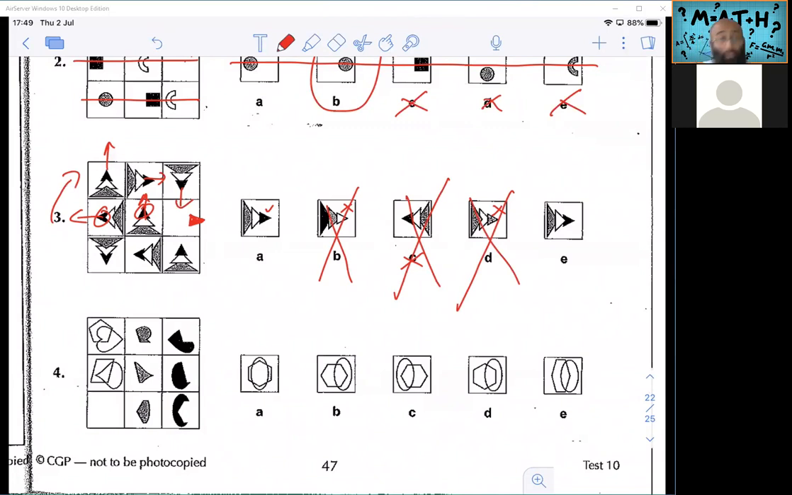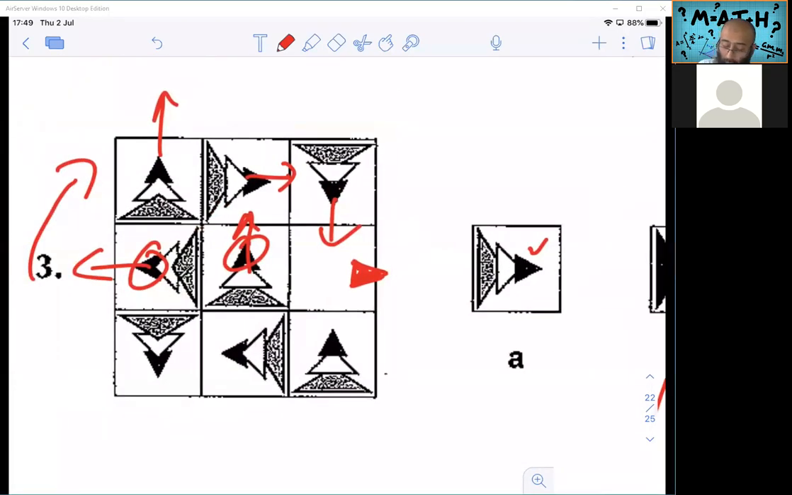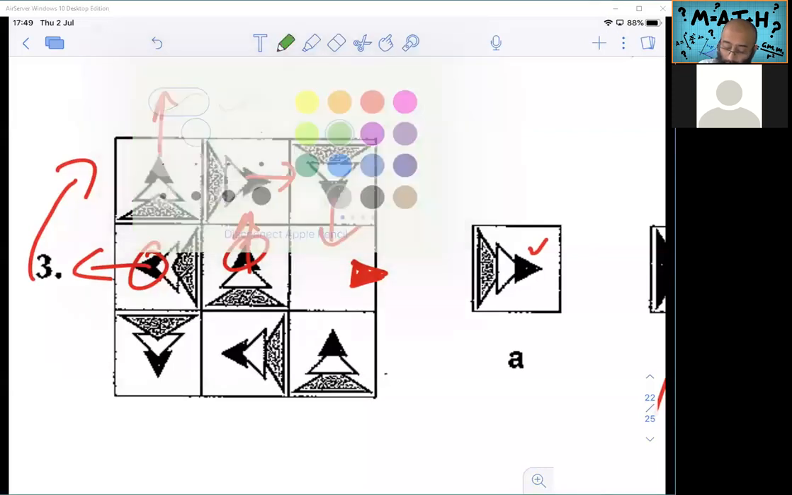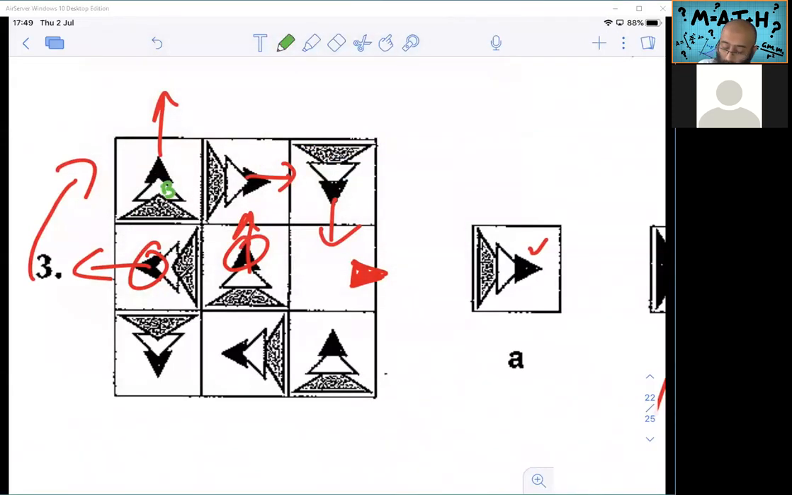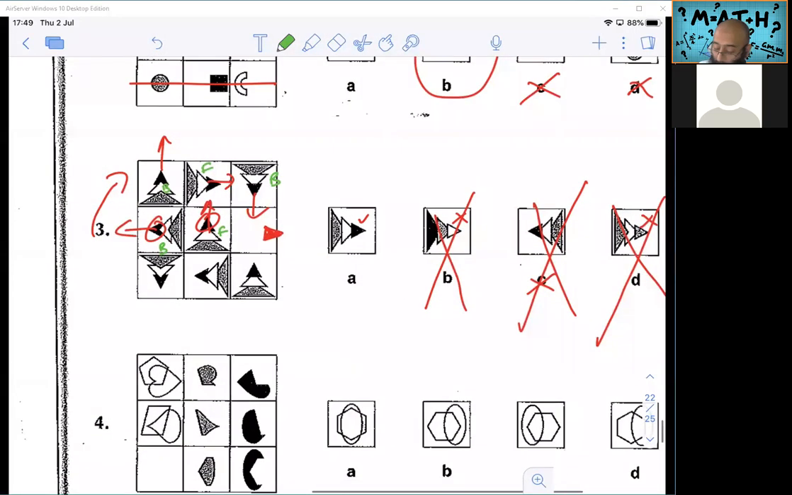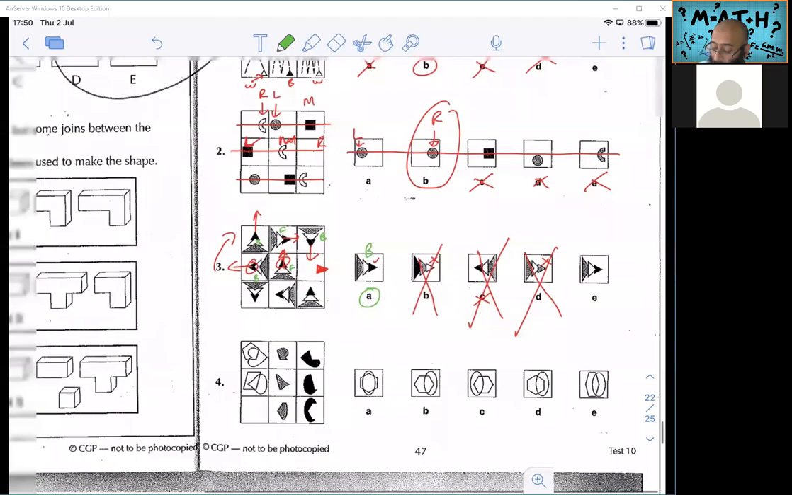Now, if you look at the triangles, you've also got an overlap. Is the white one behind or is the white one in front? If you look over here, in this question, the white one is behind, then the white one is in front, then the white one is behind. So we've got behind, in front. So the shape needs to have the white one behind. So it has to be A. We don't choose E because the white one's in front.